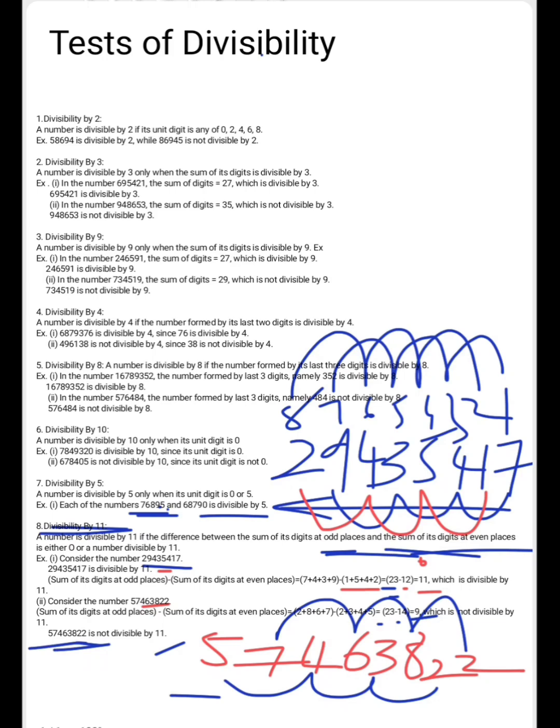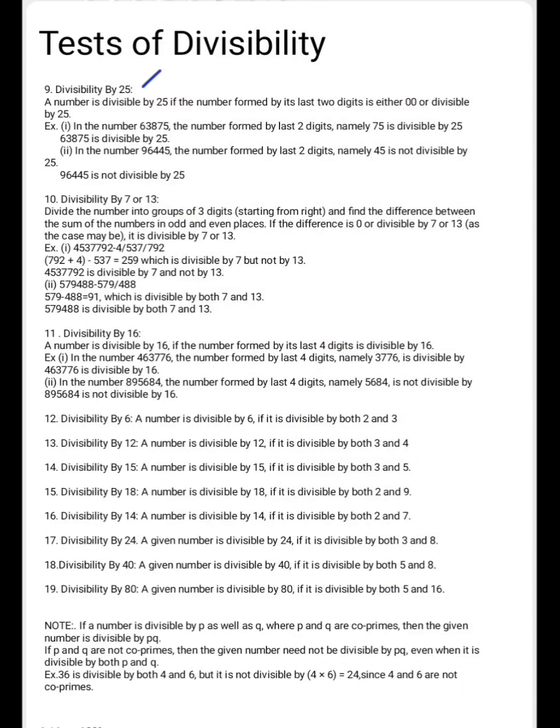Okay, let us look at the divisibility of 25. To check whether the given number is divisible by 25 or not, we look at the last 2 digits of the given number. Let's take an example of 63875. The last 2 digits should be either 00 or divisible by 25.